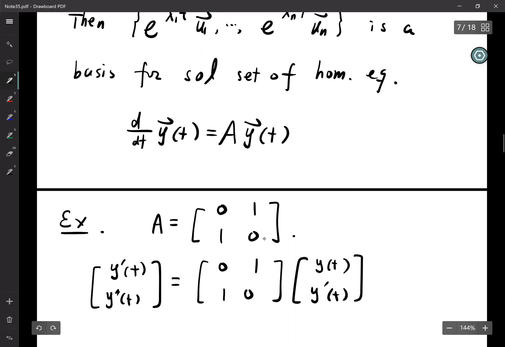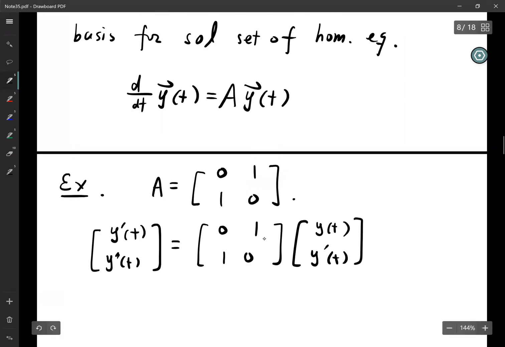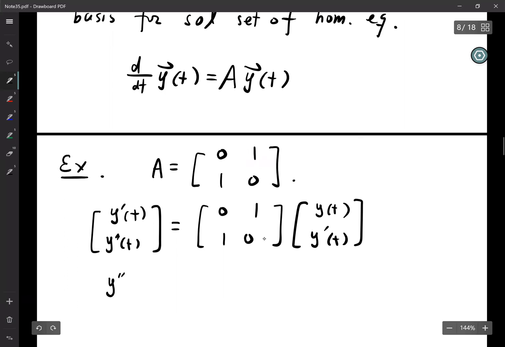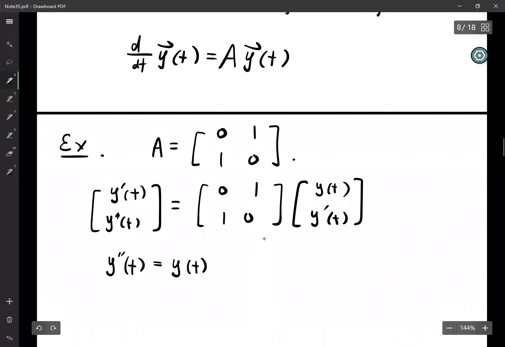As you can see, if it looks like the form 0, 1, 1, 0, the first equation doesn't carry any information. The second one does carry information: y double prime t equal to yt, right? So this is actually equivalent to this equation.